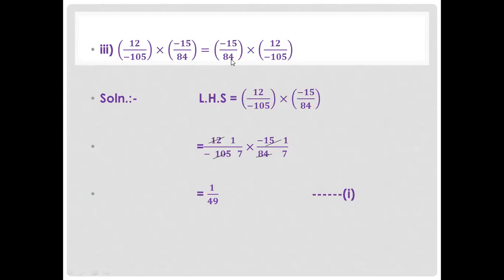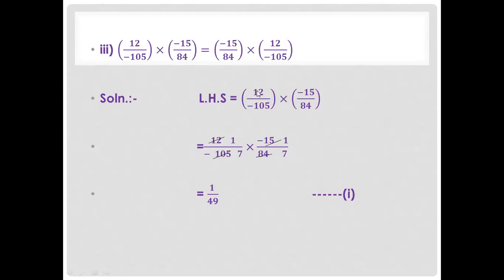We take the right hand side and solve it and get the answer, and we compare both answers, answer 1 and answer 2. Both are the same. So that is the commutative property of rational numbers with respect to multiplication.